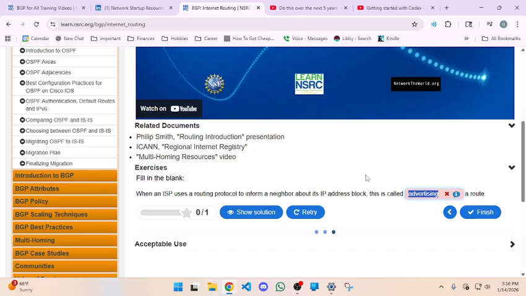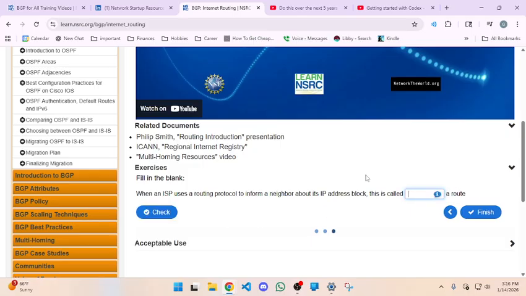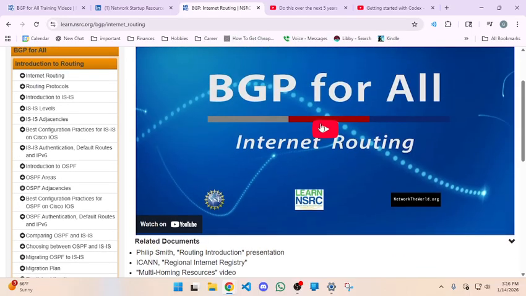When an ISP uses a routing protocol to inform a neighbor about its IP address block is called... it's not called advertising? It is in Juniper land, I think. Announcing? I think announcing is probably right. Okay, yeah, announcing. So I'll watch the video for that because I got that one wrong.